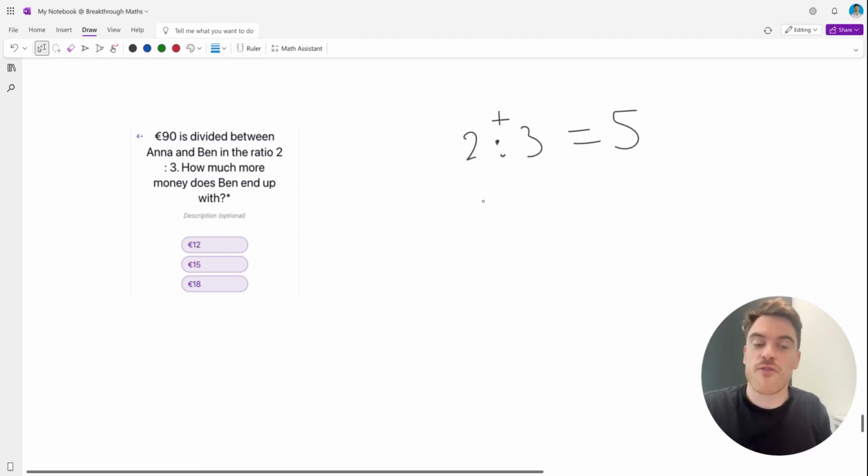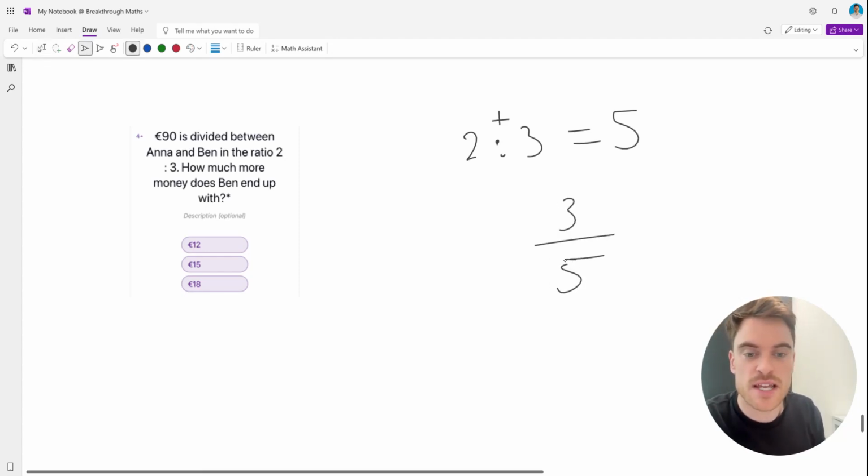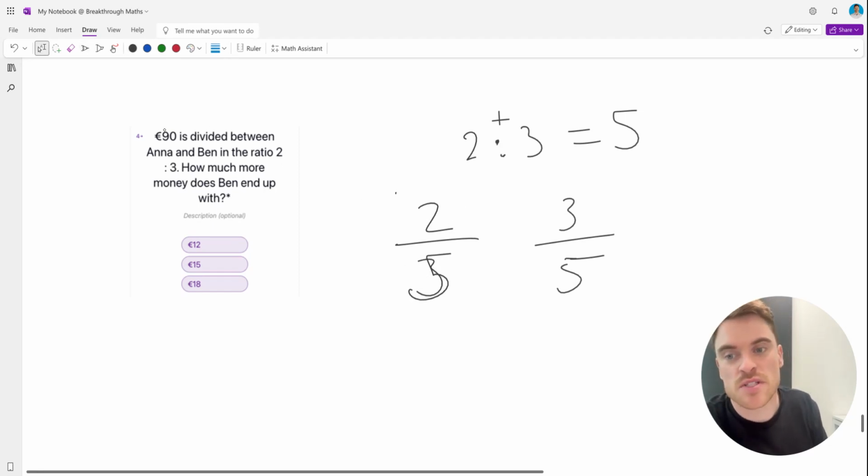So you want to break it into fractions now. Ben's getting 3 over 5 of it, like a pizza. Anna is going to get 2 over 5, my apologies. The best thing to do now is to find what 1/5 is. Can you find 1/5 of 90? How do you find 1/5 of 90? Because that's the total.